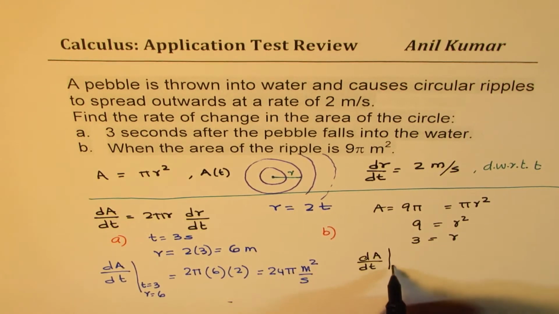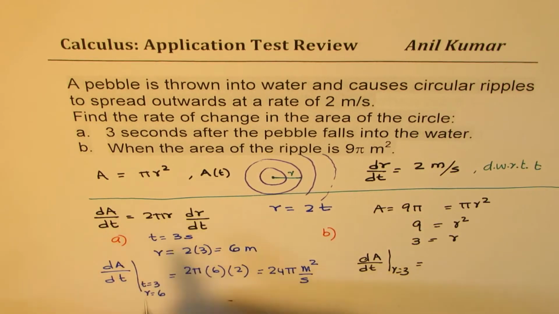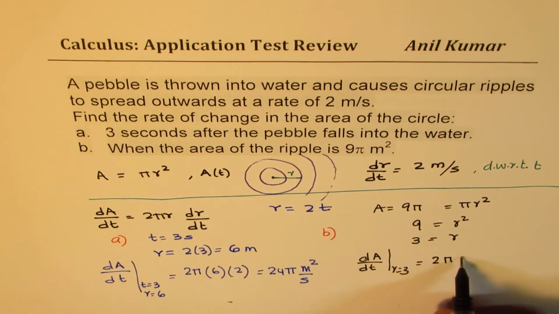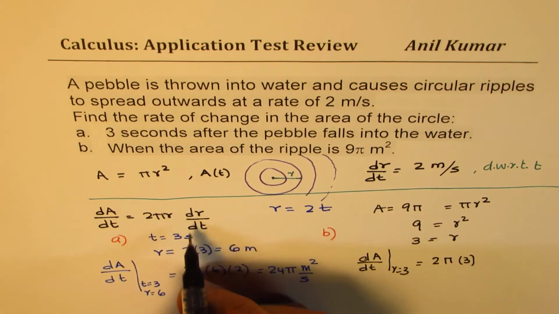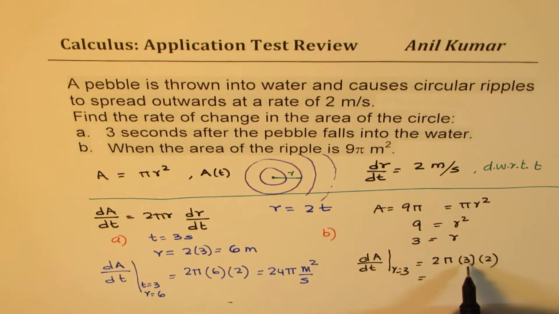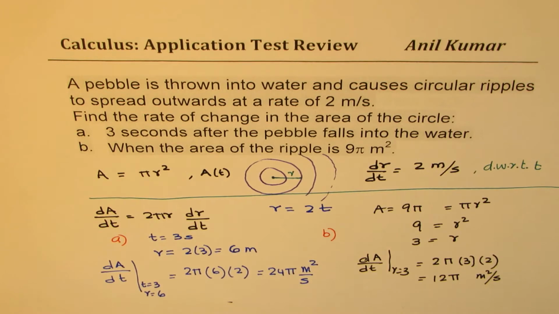to time when r equals 3 will be equal to, substitute in this formula, which is the rate of change, 2 pi times 3, and dr dt is 2. So what we get again here is 2 times 2, 4, 4 times 3 as 12. We get 12 pi meter square per second. Is that okay? So likewise, you could do such questions. I hope that is clear to you.